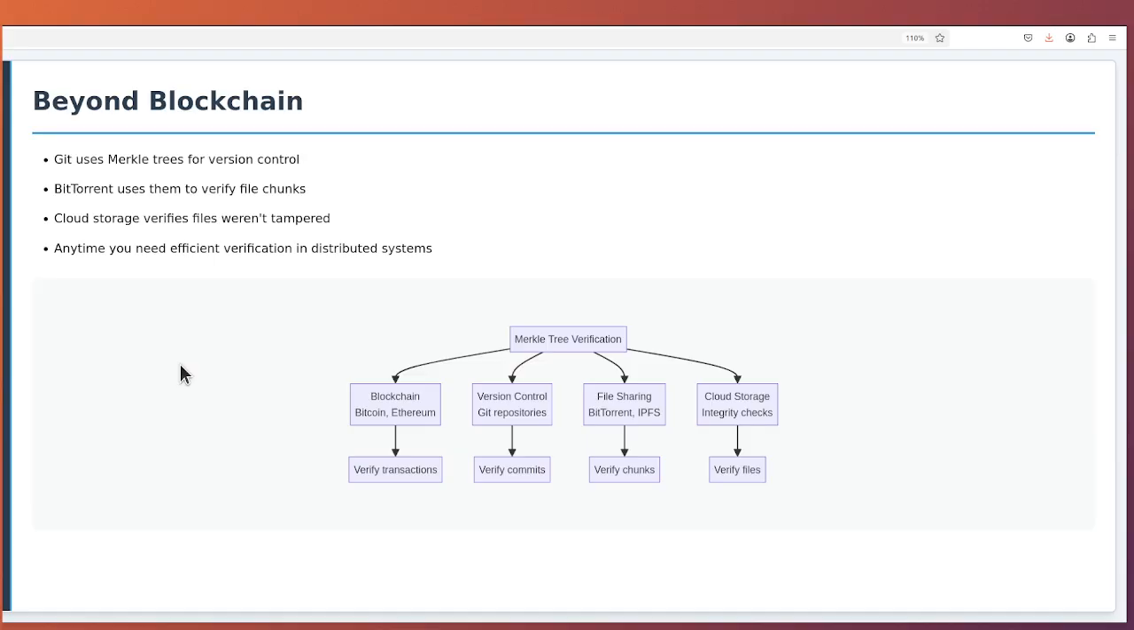Cloud storage systems use Merkle trees to prove your files have not been tampered with. You can verify integrity without downloading everything. The common thread is, whenever you need to verify data in a distributed system where you cannot trust everyone, Merkle tree verification provides an efficient solution.